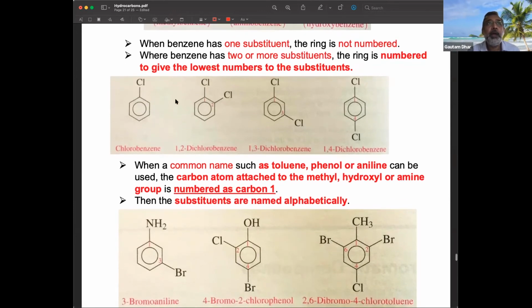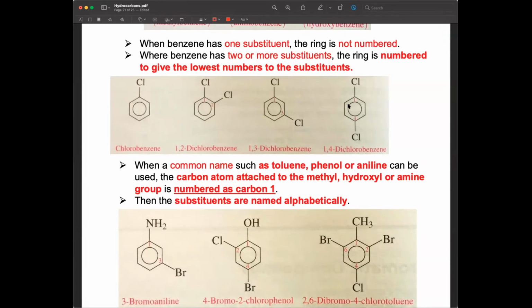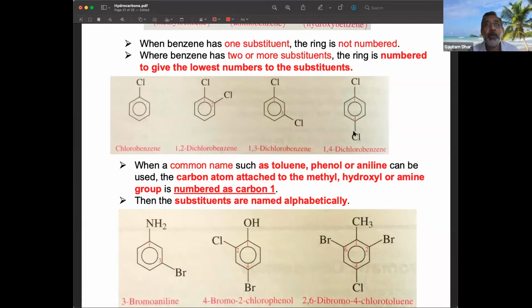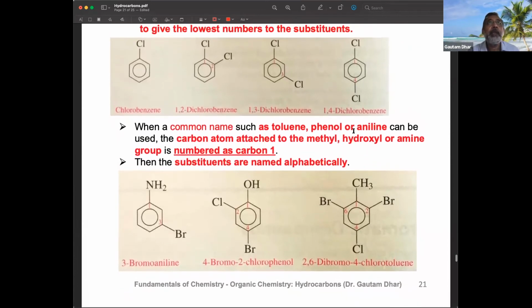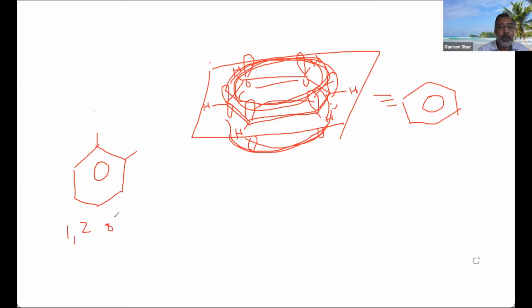So this is 1,2-dichlorobenzene. You have to number it in the clockwise direction, but there can be instances where you have to number anti-clockwise depending on the derivative. So you have three dichlorobenzenes: 1,2, 1,3, 1,4. Now they also have another very popular name: ortho, meta, para. So you do not need to write 1,2. If it's ortho, people will understand. These are very commonly used, so you should know this.